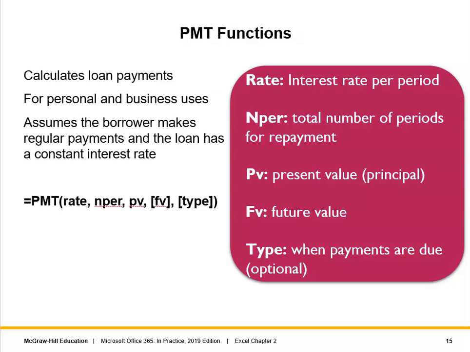When the future value argument is omitted, it means 0, or that you have paid back the entire amount. Type indicates if payments are made at the beginning or the end of the period. The number 1 is used to set payment at the beginning of the period. 0, or if it's omitted, is used to set payment at the end of the period. The payment result is always shown as a negative number because the function is calculated from the borrower's point of view. This would be money to be paid out.